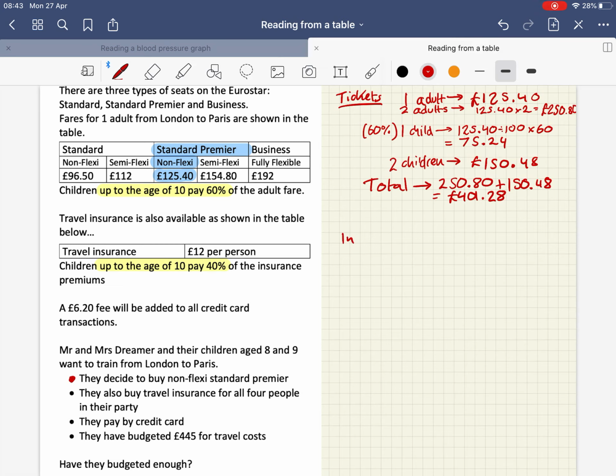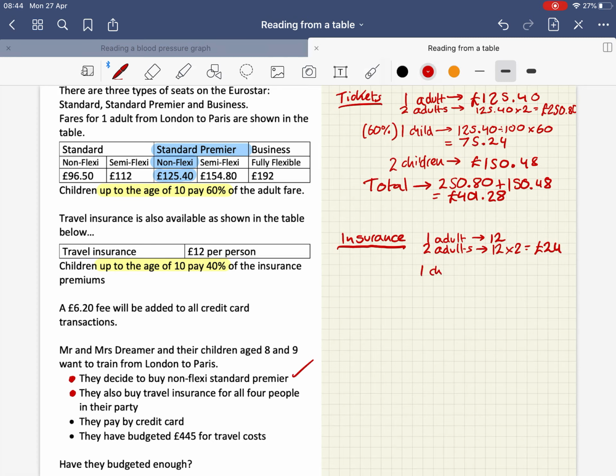So now insurance, because that's our next bullet point. So 1 adult is £12. So 2 adults, and then multiply that by 2. Oh, I'm all over the place in this question. So that's the cost of 2 adults, £24.